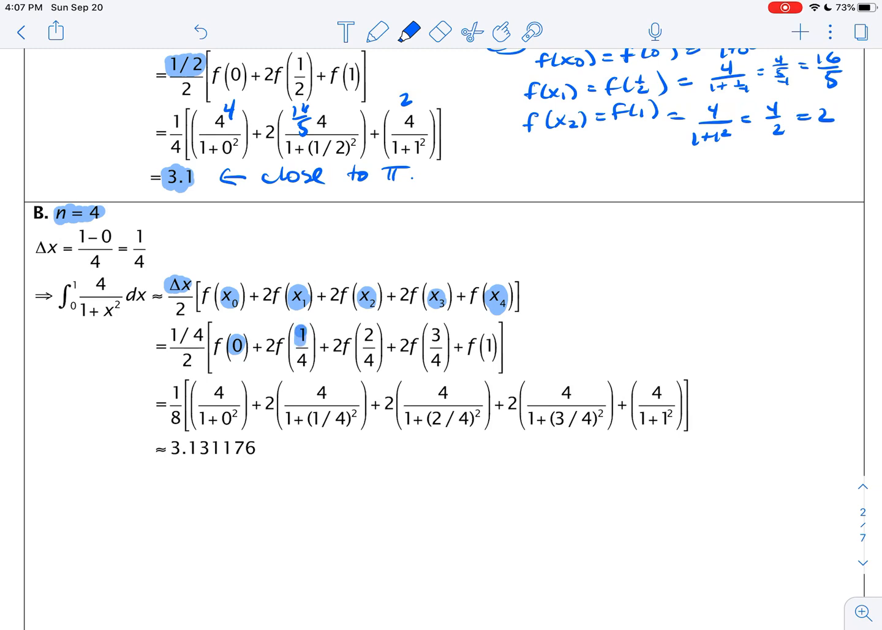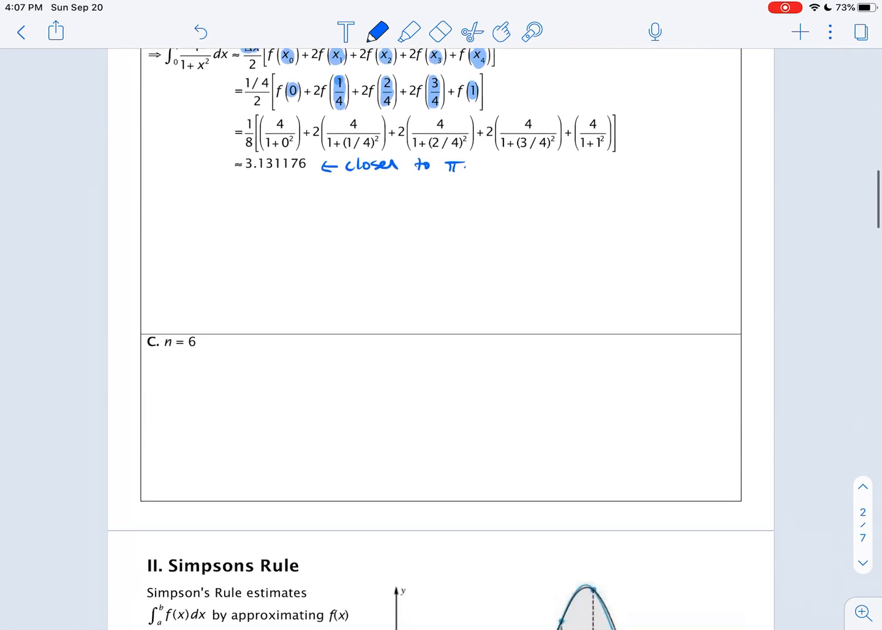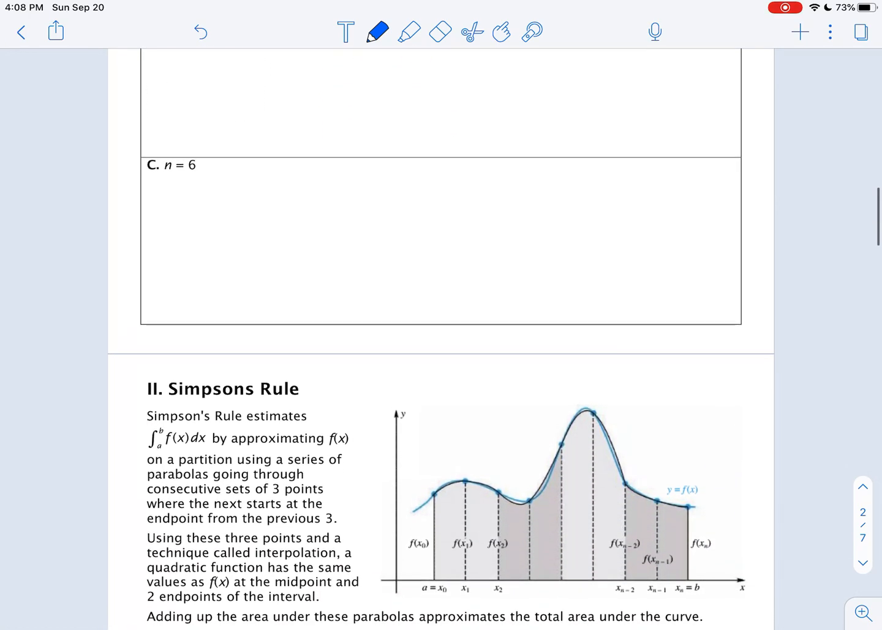And notice here, the x sub 0 starts with our a, and just adding delta x, we get 1/4. Adding another 4th, we get 2/4. Adding another 4th, we get 3/4. And adding another 4th, we get 1, and 1 does equal b. We are calculating our f values, and then we just distribute, and notice this is even closer to pi, right? So that's just a way of calculating the estimate using the trapezoid rule.